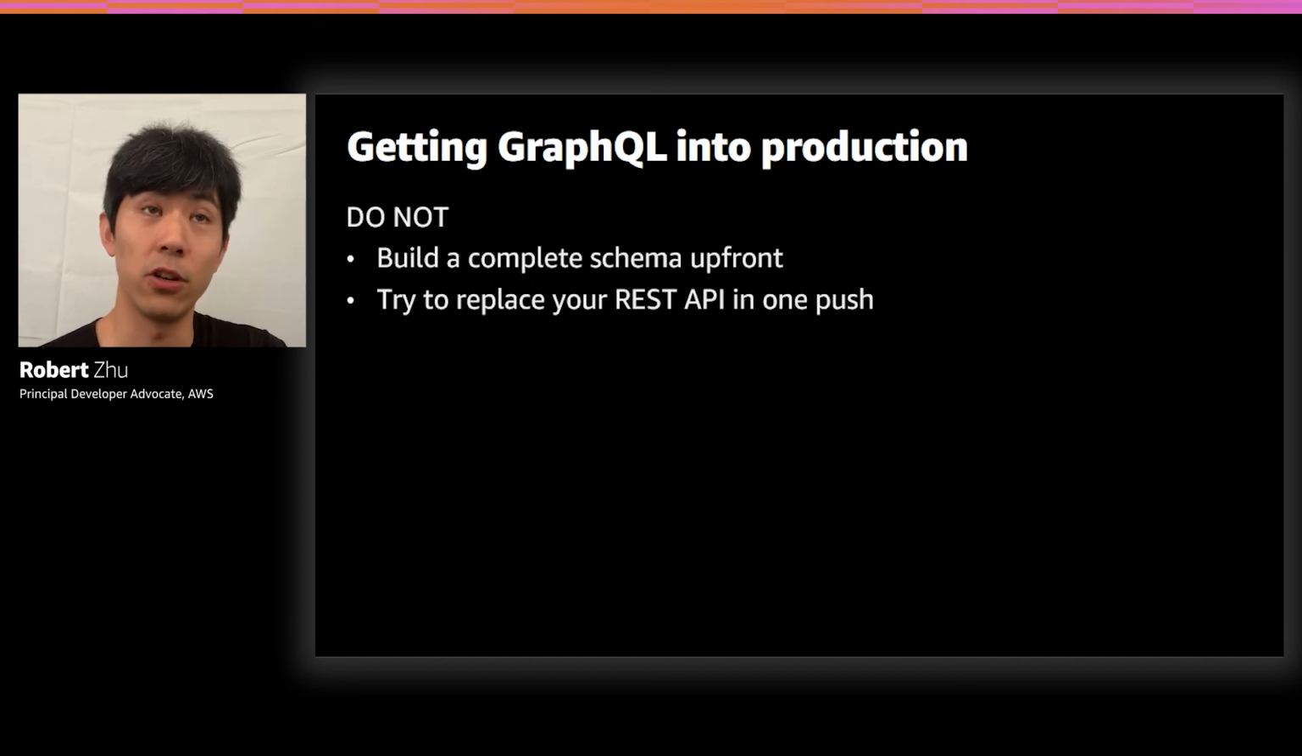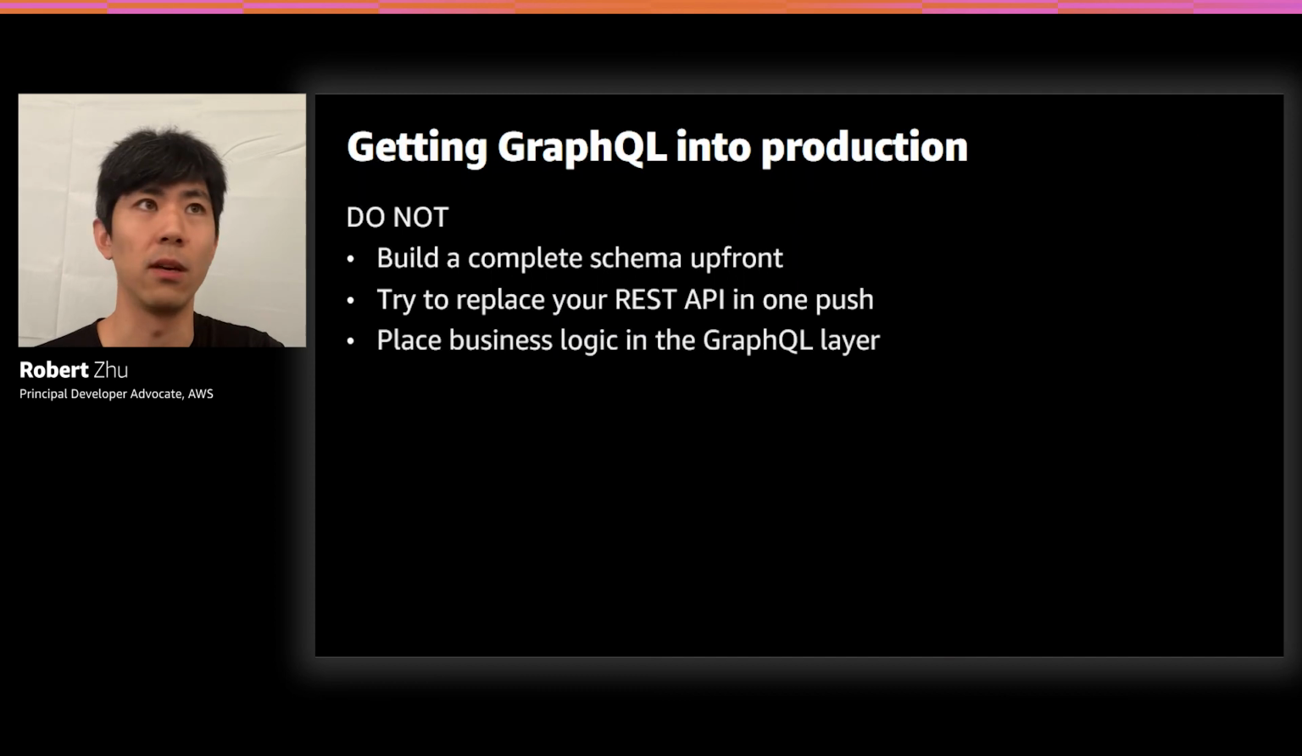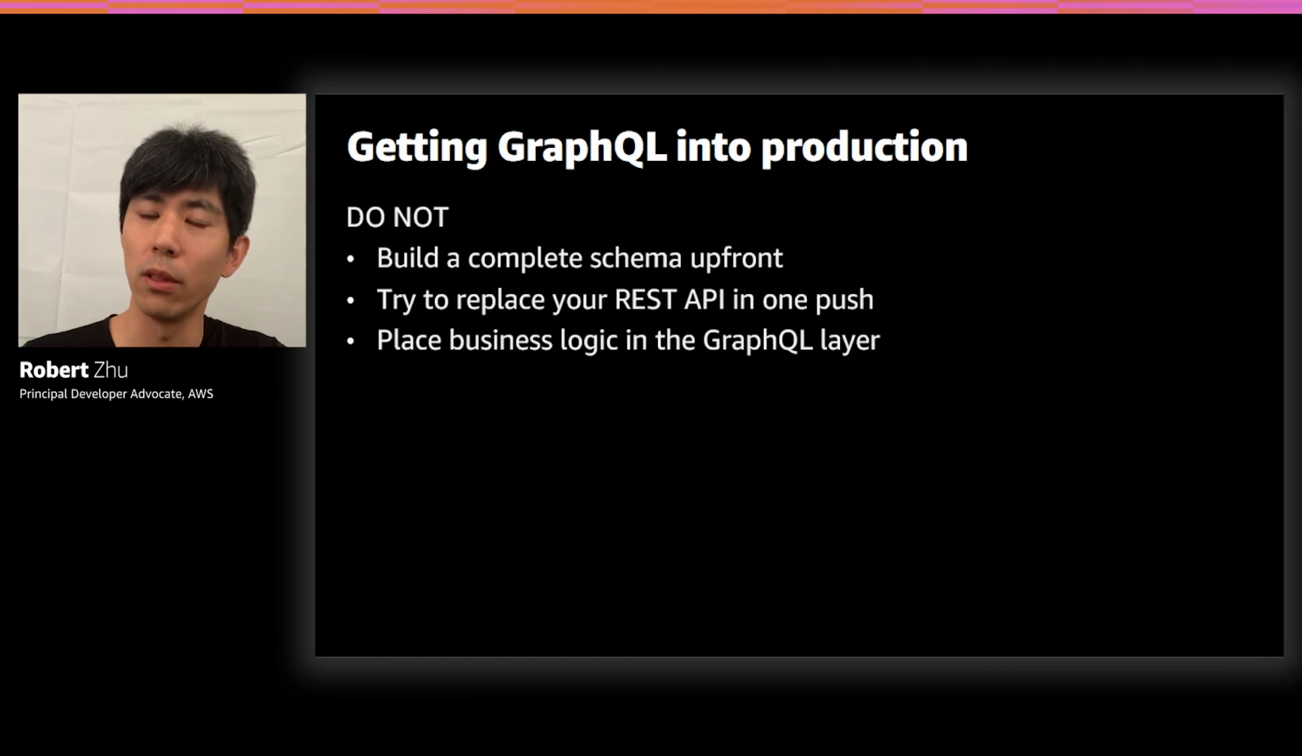Do not place business logic in the GraphQL layer, just like I was saying why you shouldn't place authorization logic in the GraphQL layer, because business logic is transport agnostic. Where in the business logic does it say it has to use TCP or UDP? Where in the business logic does it say it has to use HTTP? It doesn't, and it shouldn't. So keep the layers focused on what they need to do.